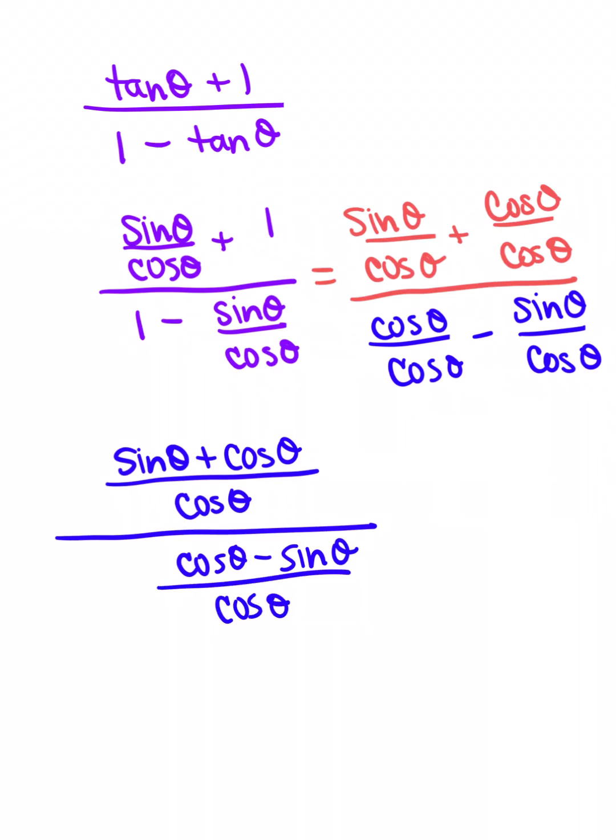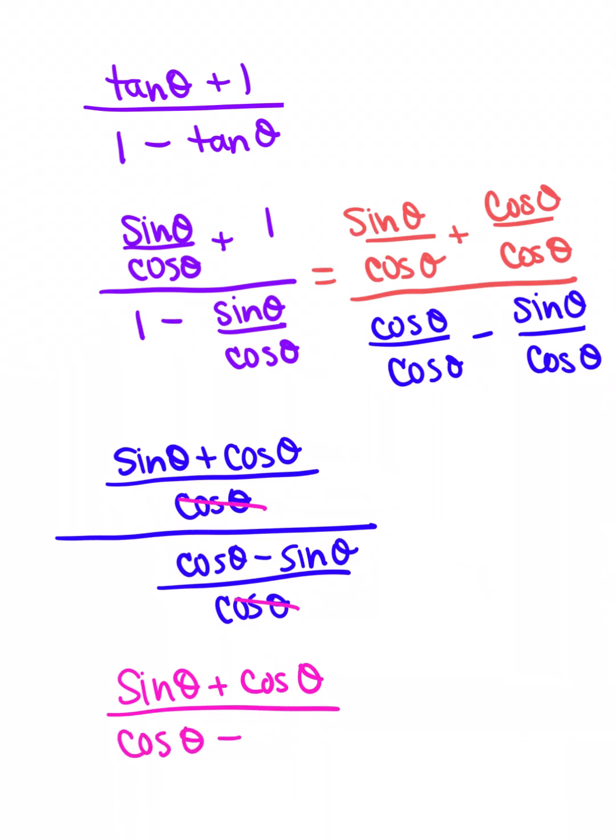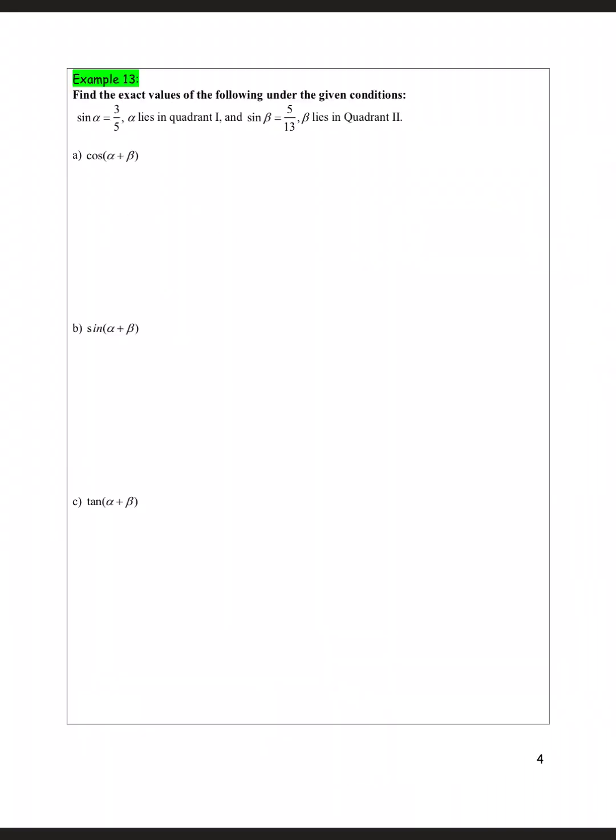Notice that the cosines of theta will cancel out, leaving me with sine of theta plus cosine of theta divided by cosine of theta minus sine of theta. And that's exactly what we were verifying.